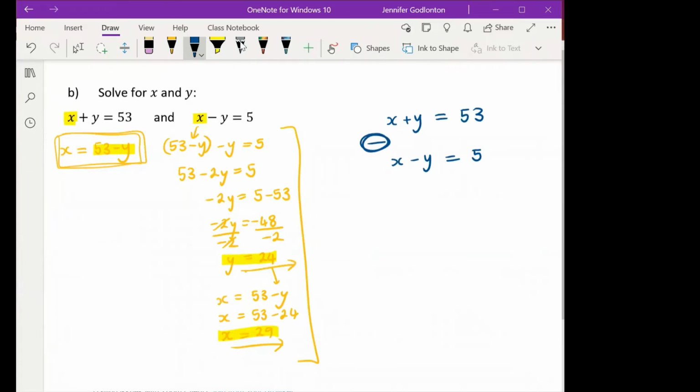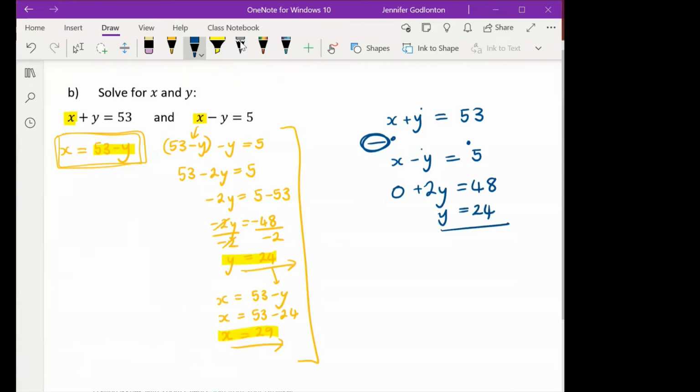So x minus x is equal to 0. Okay, y minus negative y. Now remember, when I have two negatives together, they become a positive. So that's saying y minus minus, which is plus. So y plus y is 2y. Now I have 53 minus 5, which is going to be 48. So I have 2y equals 48, which means y is equal to 24.